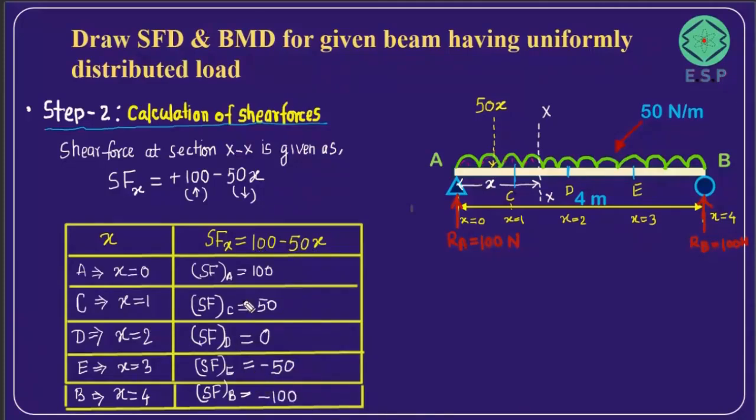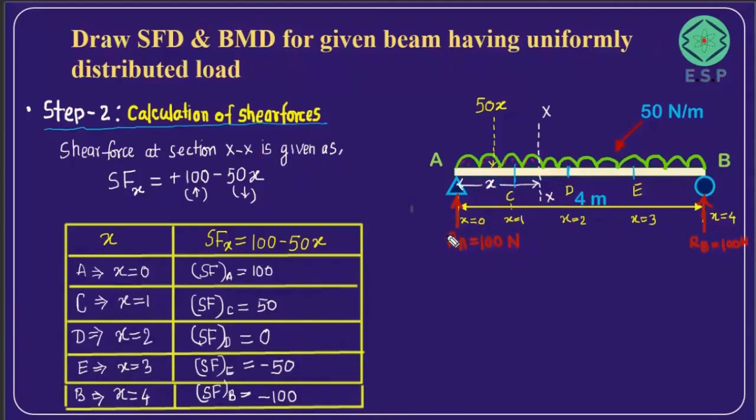So if you see here, your shear force at point A was 100, then it becomes 50 at point C, and then at point D it becomes 0, and then at point E it becomes minus 50, and again at point B it became 0. So it is varying like this.